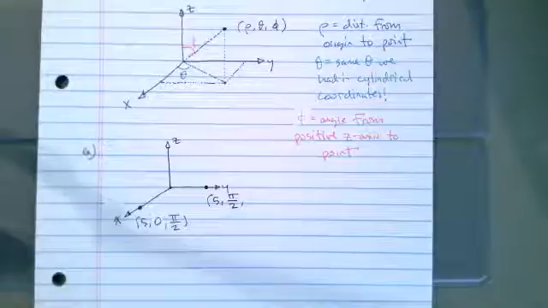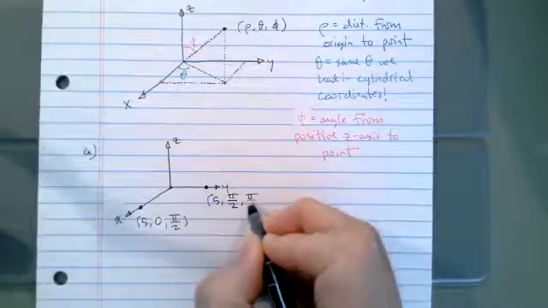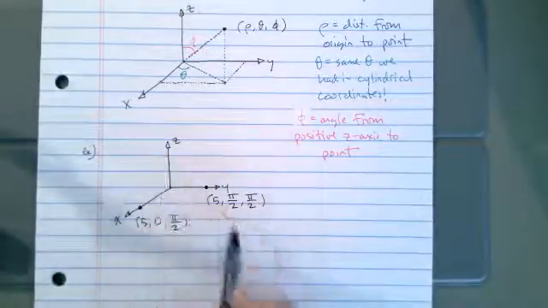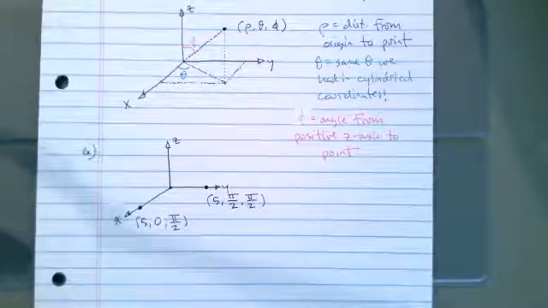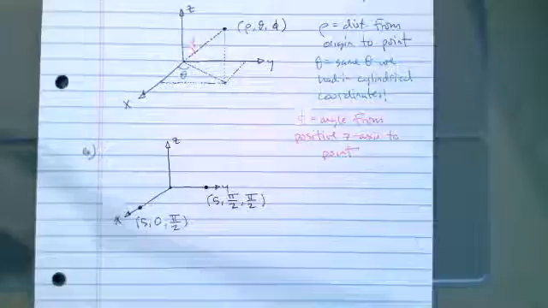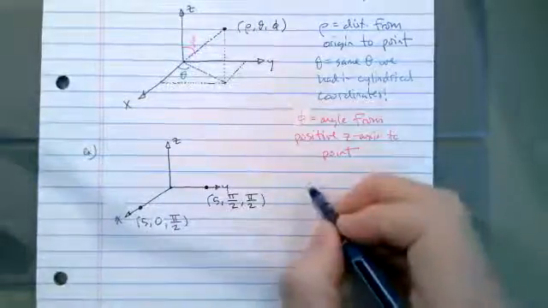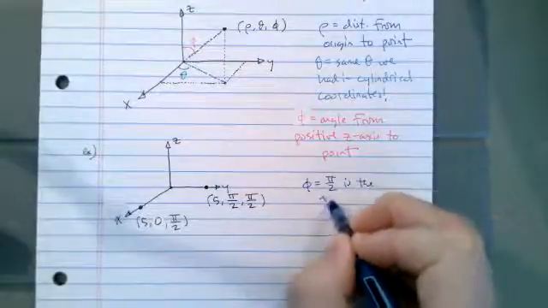And what is the phi? Also pi over 2, because we're still in the xy plane. Everything in the xy plane is 90 degrees from the positive z-axis. So that point will be 5, and then pi over 2, and then pi over 2. We should note at this point that phi equals pi over 2 is the xy plane.